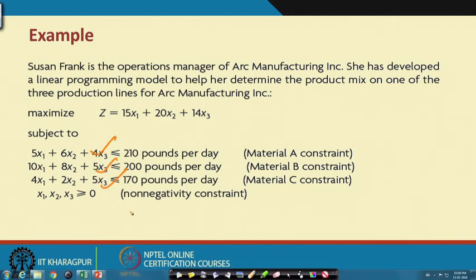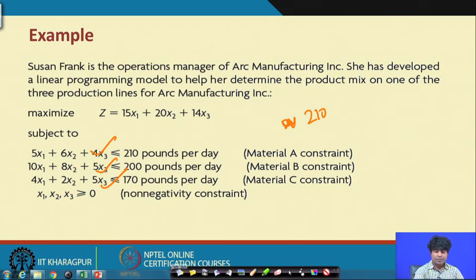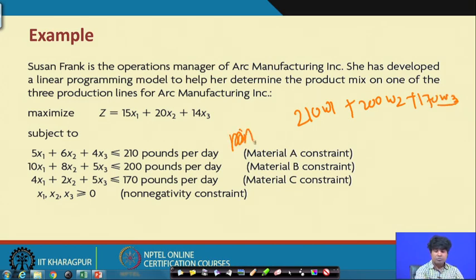Since there are 3 constraints in the primal, the dual problem will also have 3 variables, W1, W2, W3. The dual problem will be a minimization of z equal to 210 W1 plus 200 W2 plus 170 W3, whereas the primal is maximization, subject to constraints, and the input constraints will interchange positions.